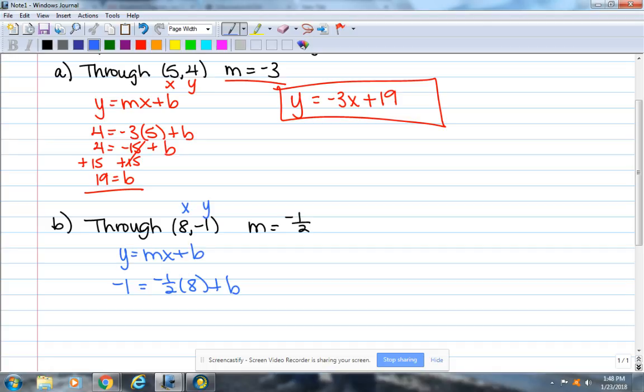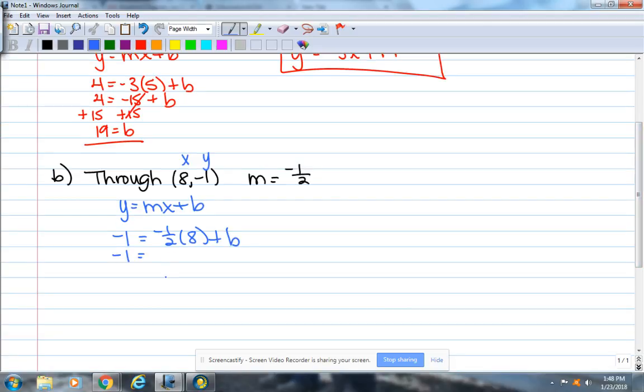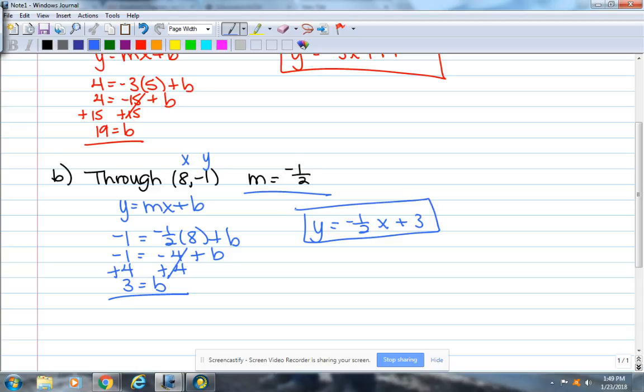That's right. It's not too complicated. Half of 8 is 4, and it's going to be negative. So negative 1 equals negative 4 plus b. We're going to add that 4 to both sides. What's negative 1 plus 4? 3. So there's our m, there's our b. So what's our equation? y equals what? Very good. We good on that? Okay.